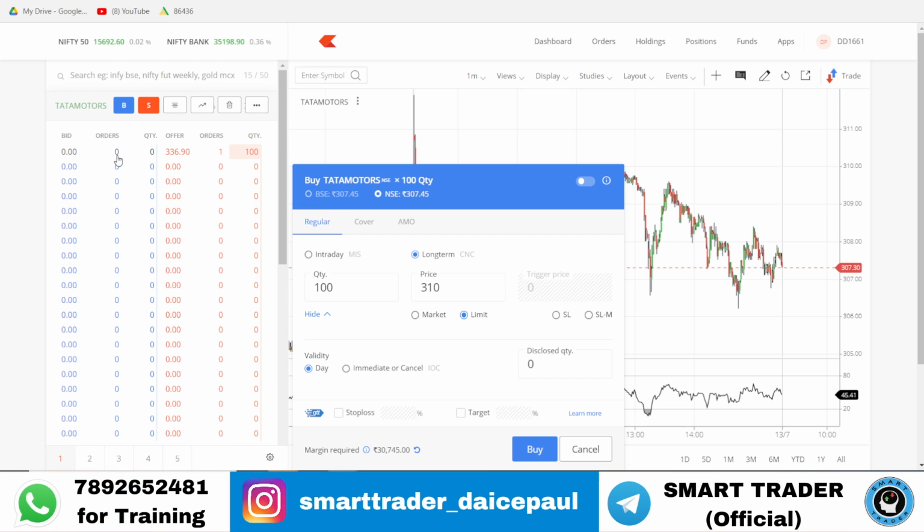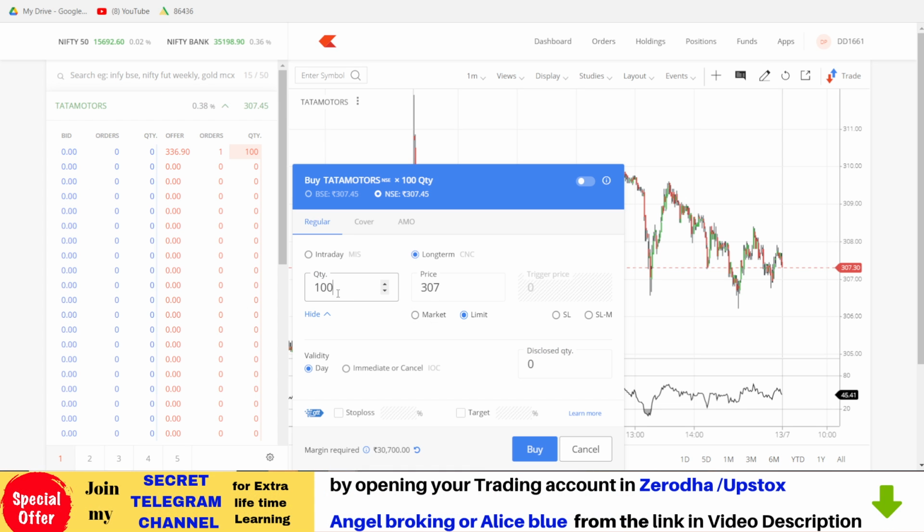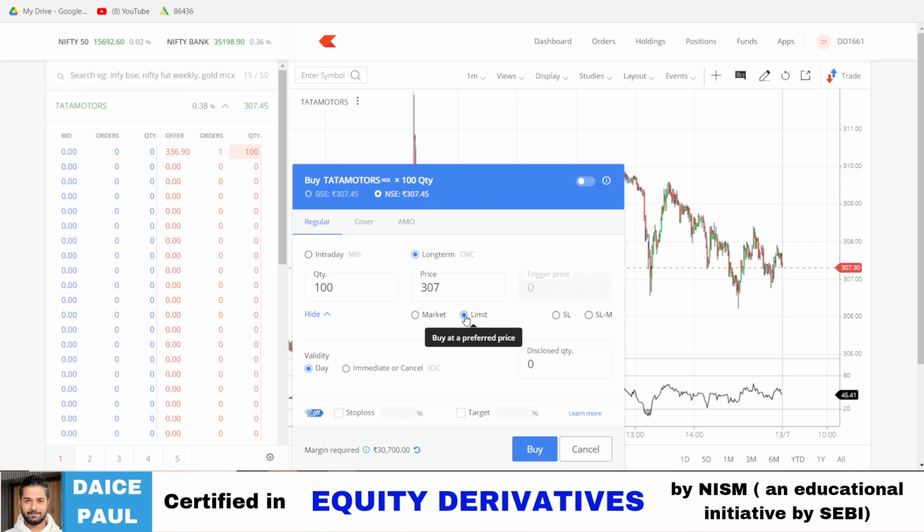So when you put an order, it will get added here. I want to buy 100 shares at 307. Your 100 shares will get added here to the quantity, and you put one order, so in orders it will show 1. So that is the limit order. You can set where you want to buy. You don't have to go with the market fluctuation. You can decide what price you want to buy at.